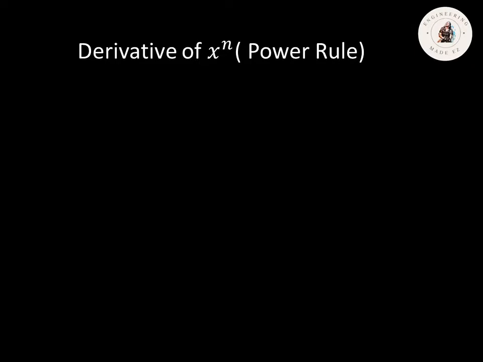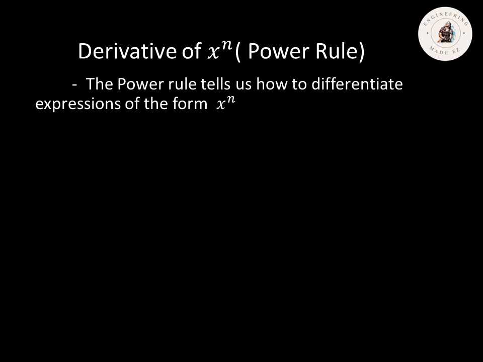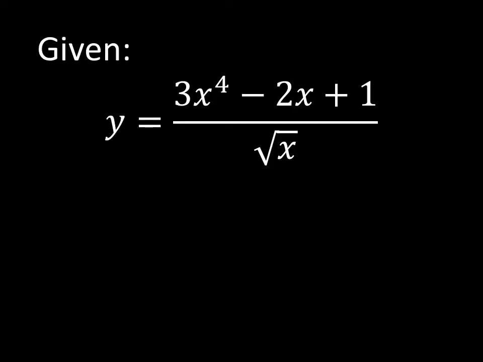Before we proceed with our example, let's have a review of the derivative of x to the power of n, or the power rule. The power rule tells us how to differentiate expressions of the form x to the power of n. If there's a function with an exponent, like x to the power of n, to differentiate that one, we're going to use the formula n times x raised to the power of n minus 1.